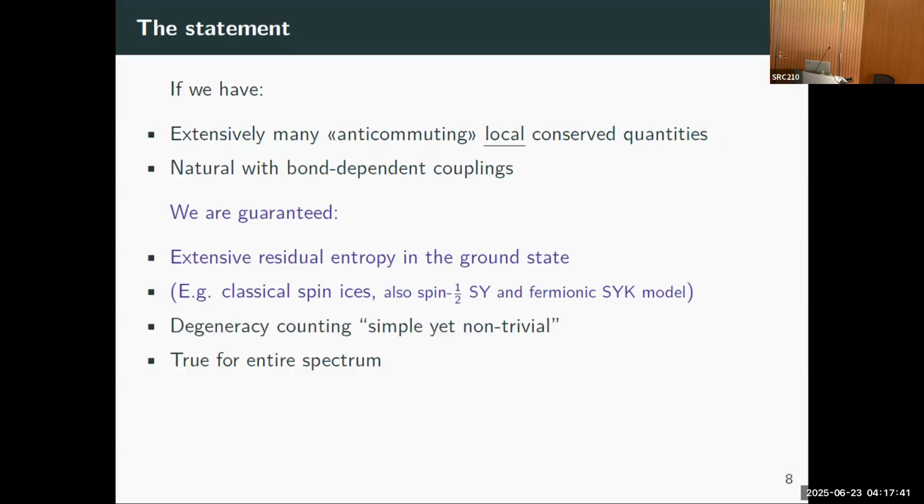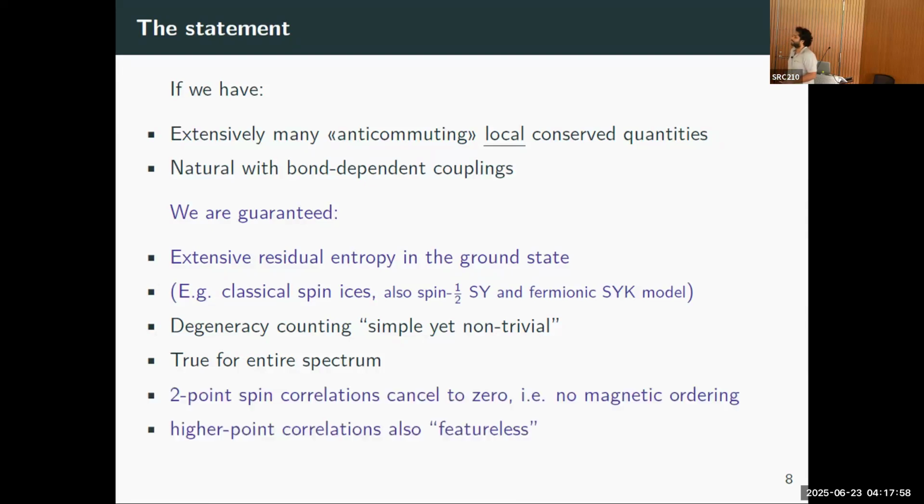In these models, it turns out there is this degeneracy, but the counting is fairly simple, as we'll see. Yet it is non-trivial in my opinion. And this degeneracy is true for the entire spectrum. It is spectrum-wide. And the second consequence, which is interesting to me, is that any two-point spin correlations actually have cancellations and they become zero. So there cannot be any magnetic ordering.